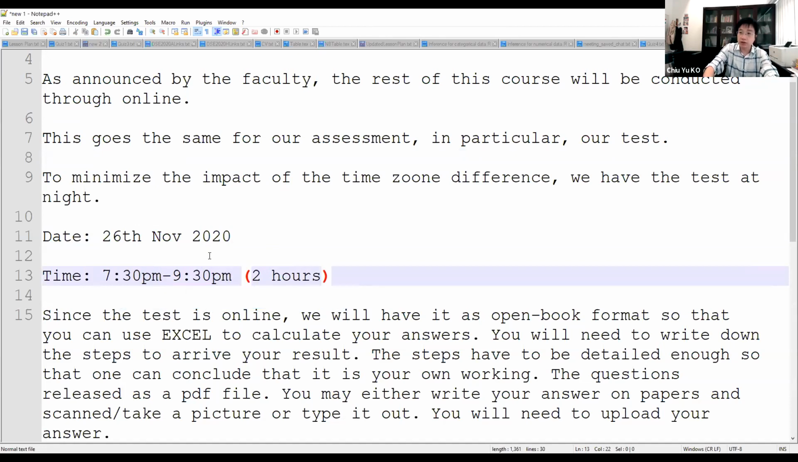The reason we need it to be that late is because there's a time difference between here and other places in the world, so we try to minimize the time difference. I hope that should be fine with you. I will send out an email. It will be a 2-hour open book exam, sent to you by email and announcement. You write down and type your answer, and then submit online.